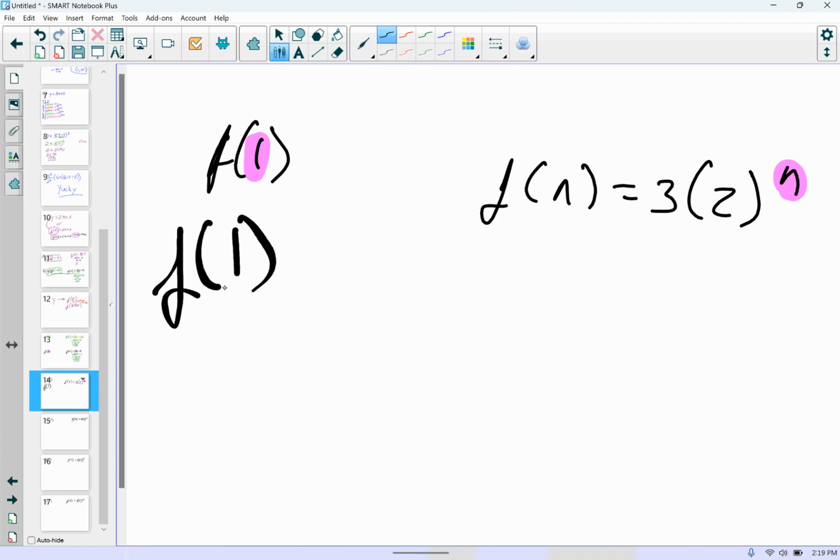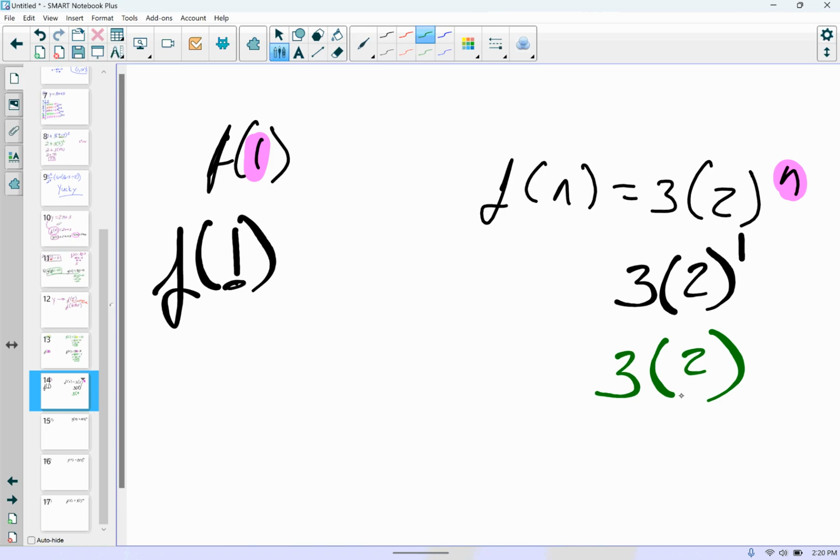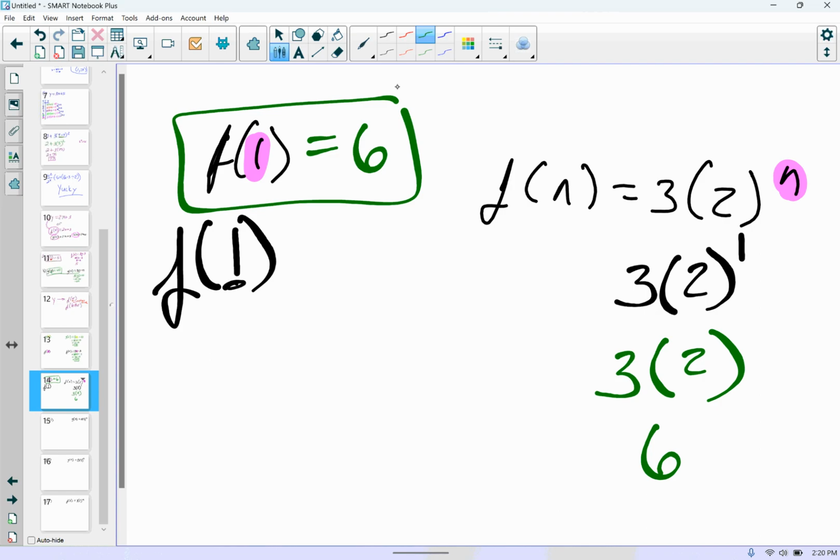Okay, so I'm replacing this here. So I'm going to get 3 times 2 raised to the first power. So 2 to the first power is just 2. And then multiply to get 6. So this answer is 6. Okay? Can I move on to letter B?